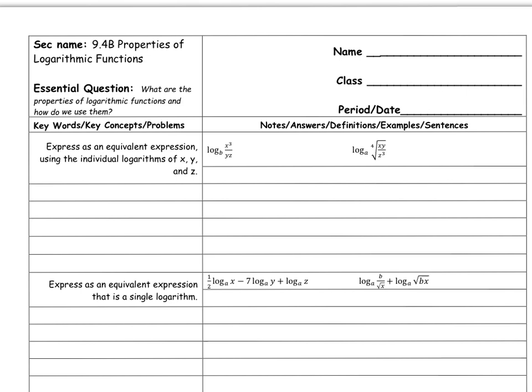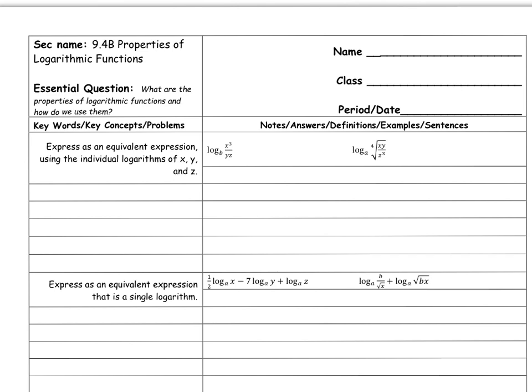So we did the first half last week, where we learned that if it's multiplication, we write it as an addition. If it's division, I write it as subtraction. If it has a power, that power goes in front. Now we're going to put all three of them together at the same time and expand and condense logarithms.